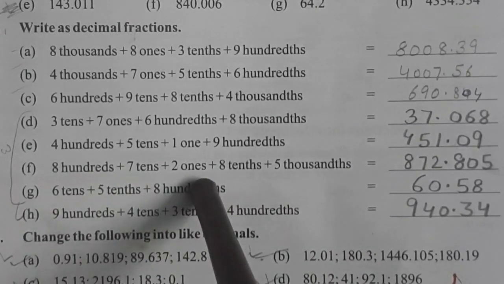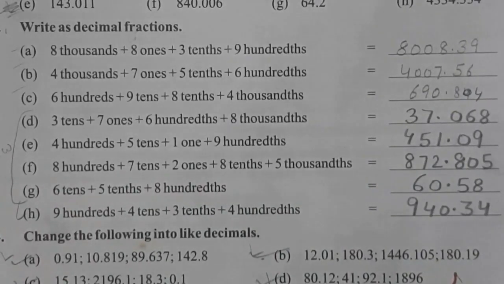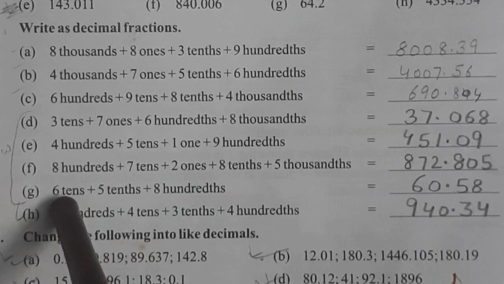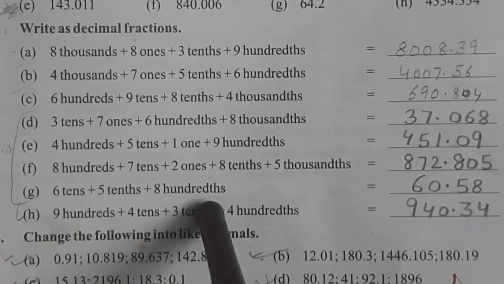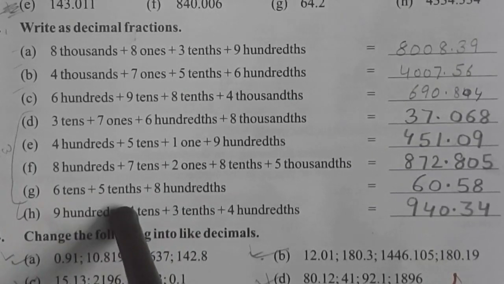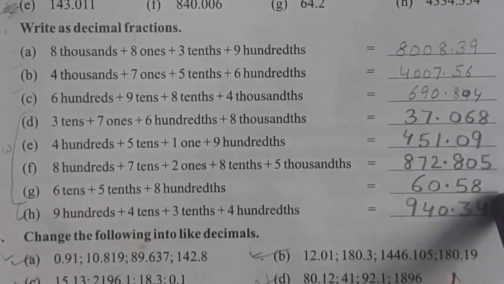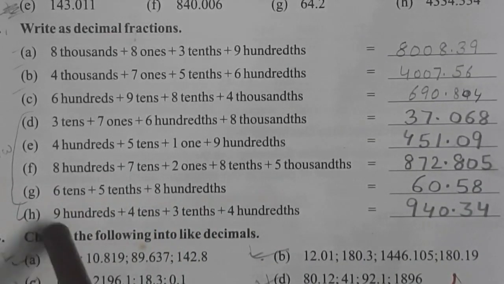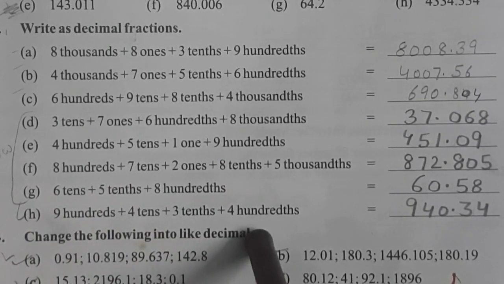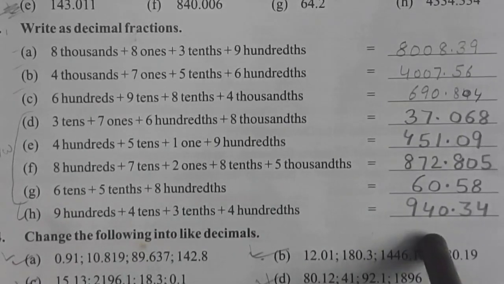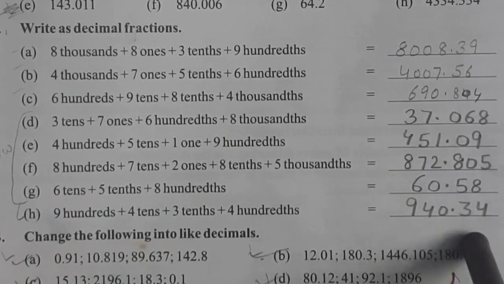F part, 8 hundredths plus 7 tenths plus 2 ones plus 8 tenths plus 5 thousandths. So it will become 872.805. G part, 6 tenths plus 5 tenths plus 8 hundredths. 6 tenths, 60. Decimal 58. 60.58. And H part, 9 hundredths plus 4 tenths plus 3 tenths plus 4 hundredths. 940.34. If your answers are correct, it's good.